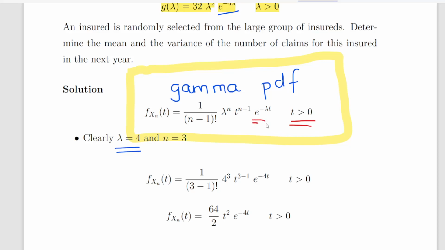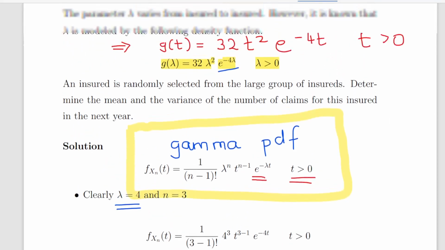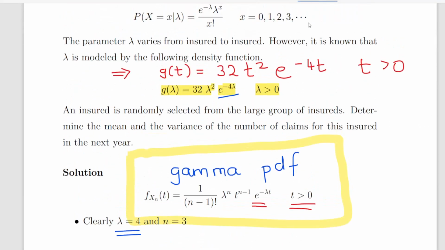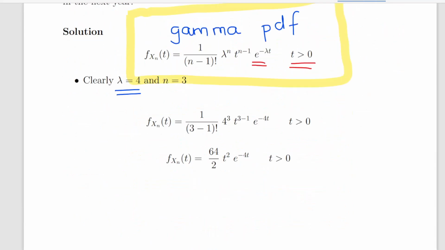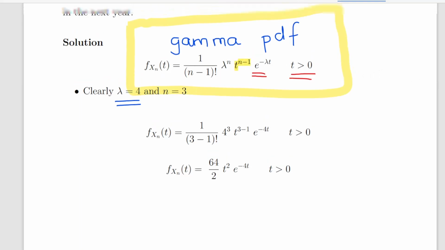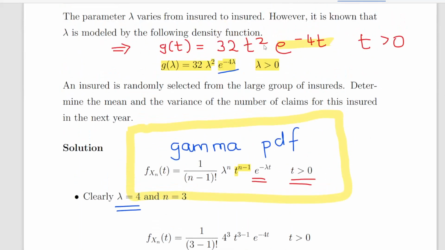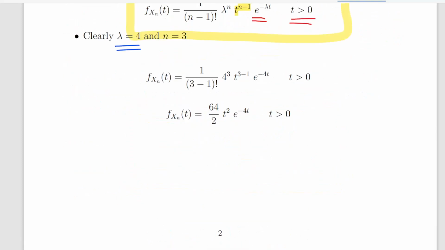So what we have here is e to the minus lambda t, and if we look at this here, what we have here is e to the minus 4t. Okay, so that means for the gamma distribution, lambda is equal to 4. Here, let's look at t to the power of n minus 1. Up here we have t squared, so that means that 2 is n minus 1. Okay, sorry, just meant to color that in there, it's not working. So that means that n is equal to 3. So we have our two parameter values for the gamma distribution. Lambda is equal to 4 and n is equal to 3.